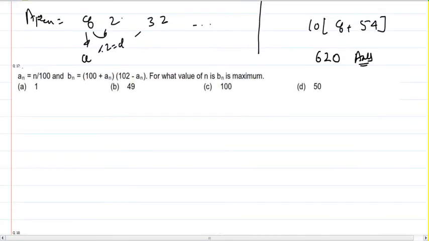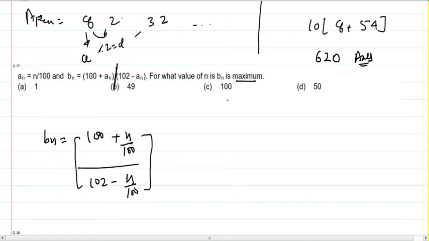What does this problem say? An is equal to n by 100, bn is equal to 100 plus an, divided by, guys, there's a symbol missing here, 102 minus an. For what value of n will bn be maximum? So if I notice here, bn is equal to 100 plus a upon 102 minus a.